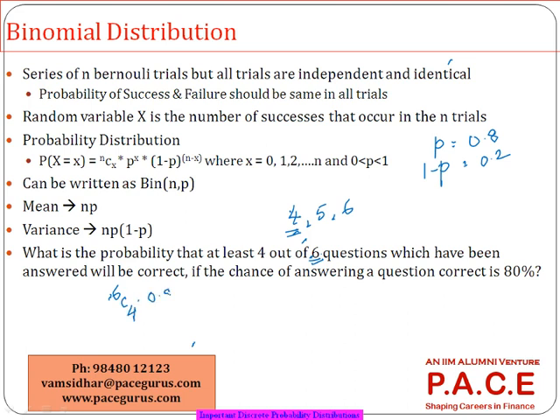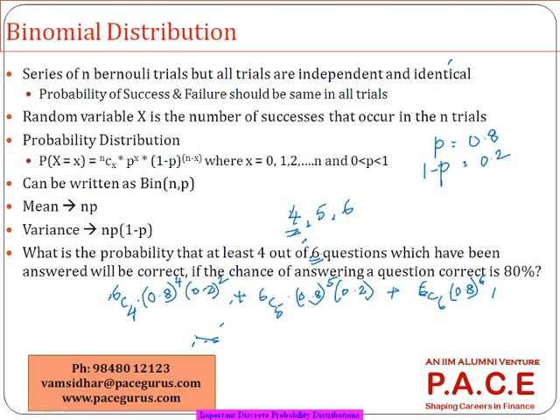6C4 into 0.8 to the power 4 into 0.2 to the power 2. This is 4 questions correct. 5 questions correct: 6C5, 0.8 to the power 5, 0.2 to the power 1. 6 questions correct: 6C6, 0.8 to the power 6, into 0.2 to the power 0, which is 1. Now you add up all these probabilities, and that will be the probability that at least 4 of them will be correct. 4 or 5 or 6 will be correct.